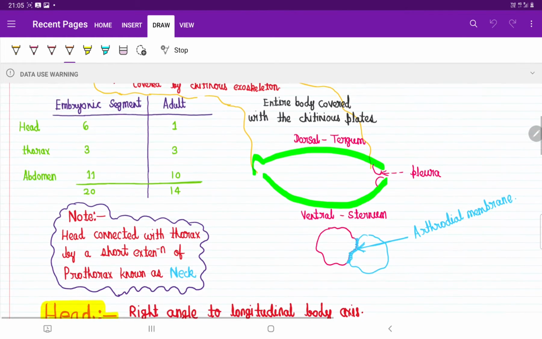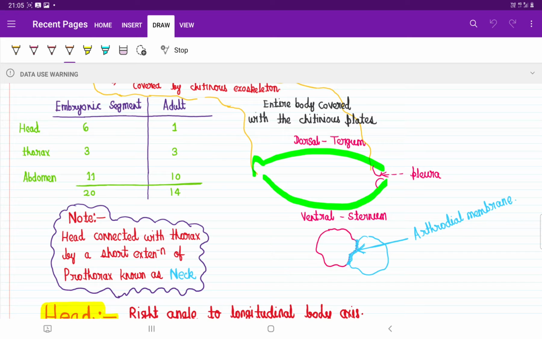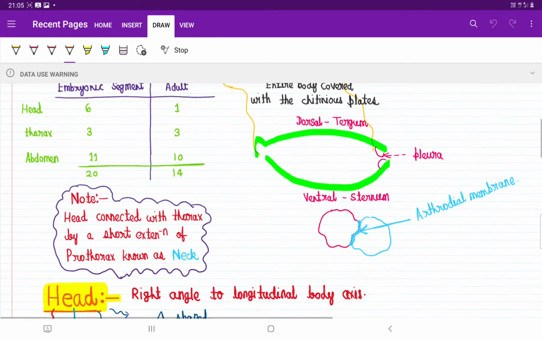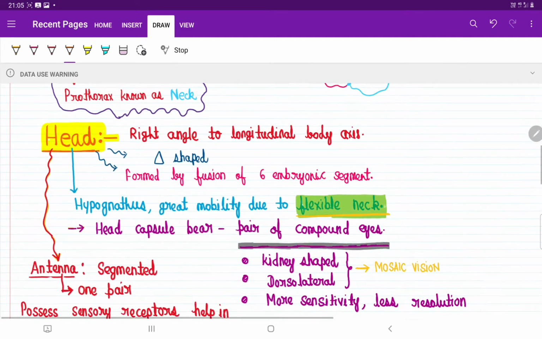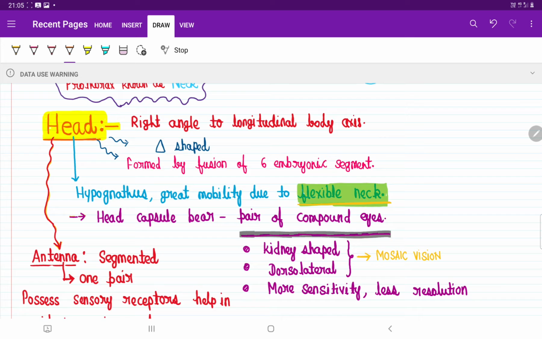So three types of sclerites are present. And what are sclerites? Sclerites are chitinous plates. So three types of chitinous plates are present: tergum, sternum, pleura. Tergum dorsally, sternum ventrally, and pleura laterally. Now come to head, thorax and abdomen one by one.